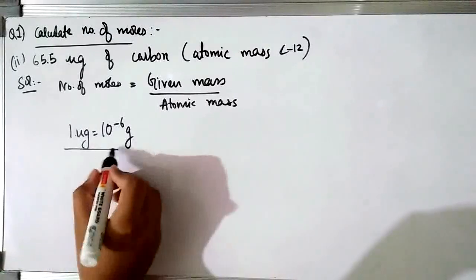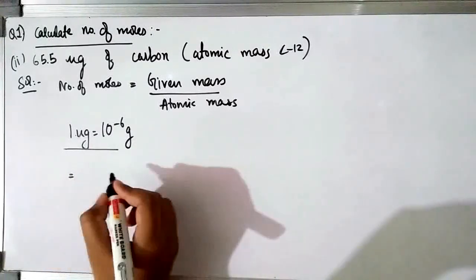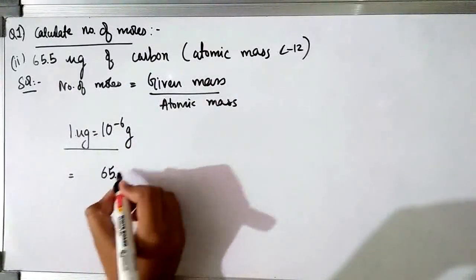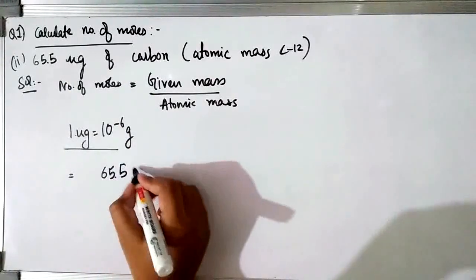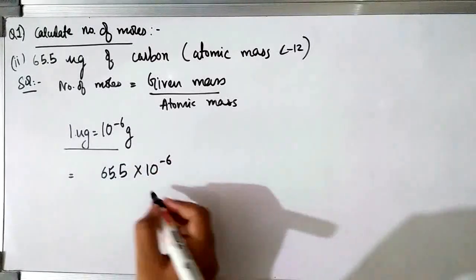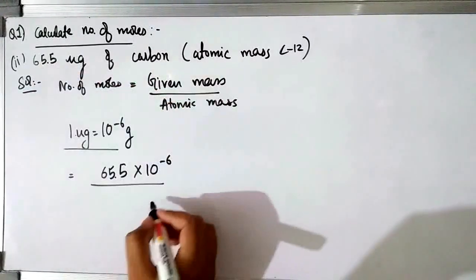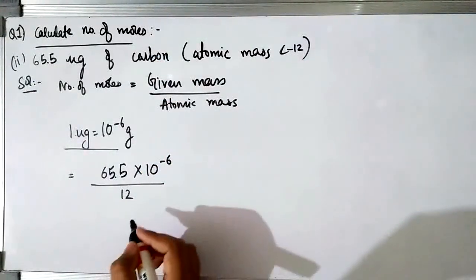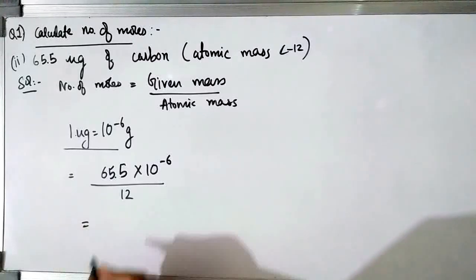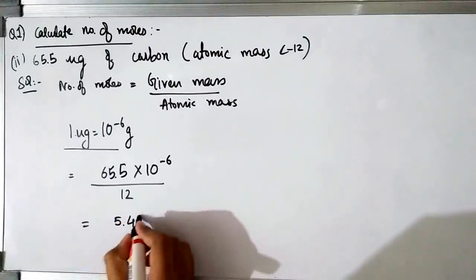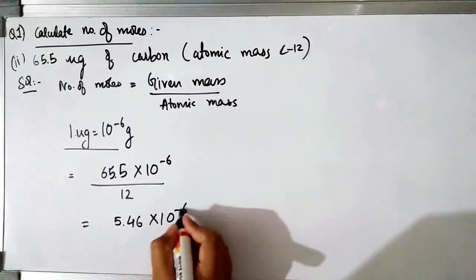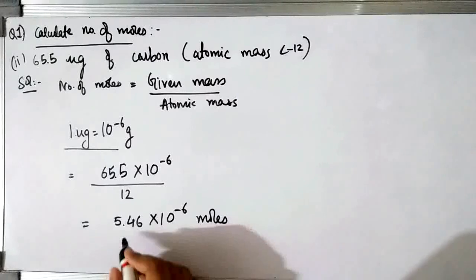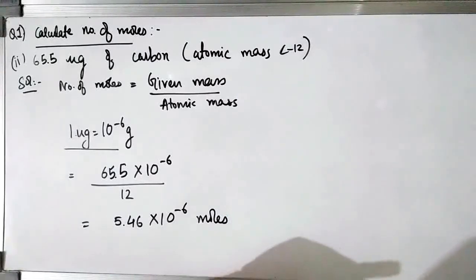So this is the value for 1 microgram, and so if 1 microgram is 10 to the power minus 6 grams, so 65.5 micrograms will be 65.5 into 10 to the power minus 6 grams. So that is your given mass upon your atomic mass of carbon. Now carbon has the atomic mass 12 grams. Okay, so now the number of moles will be 5.46 into 10 to the power minus 6. So when you solve, you get the number of moles to be 5.46 into 10 to the power minus 6.